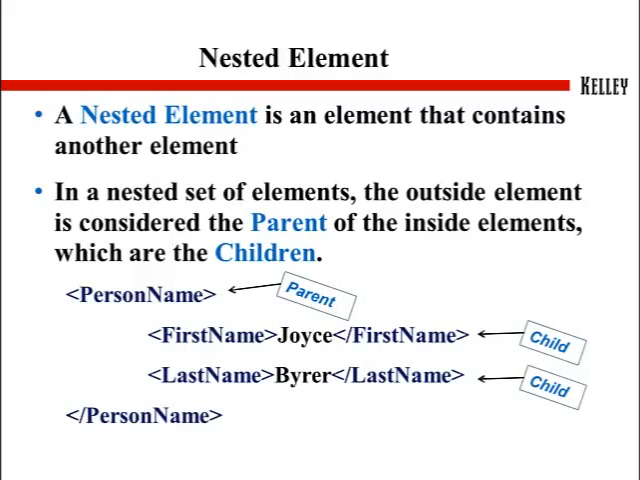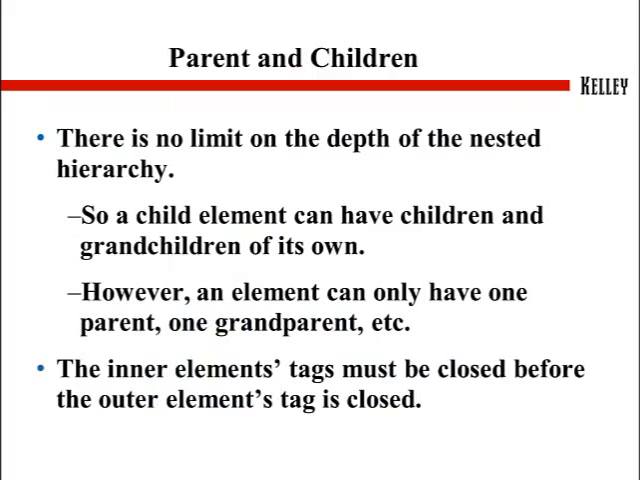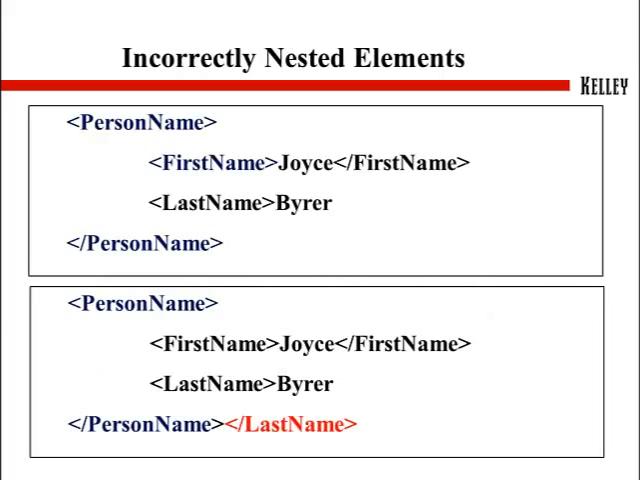The person name element is the parent, and then the first name and the last name elements are the children elements. There's no limit on the depth of the nested hierarchy, so a child element can have children and grandchildren of its own. However, an element by itself can only have one parent, one grandparent, and so on. The inner elements' tags must be closed before the outer elements' tags are closed. This is a little confusing, so I'll show you with an example.